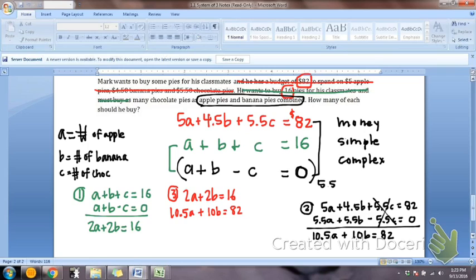Okay, and so what are we going to do to eliminate? Which one's the easy one to eliminate? B, right? I can multiply the top row not just by 5, but what kind of 5? A negative 5, right? Because if I multiply this by a negative 5 right here, it's going to cancel. So we're going to multiply that top row by a negative 5. Remember to write them out to the side, not underneath, because you're going to confuse yourself.